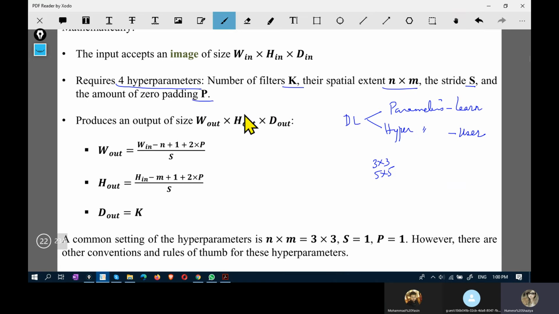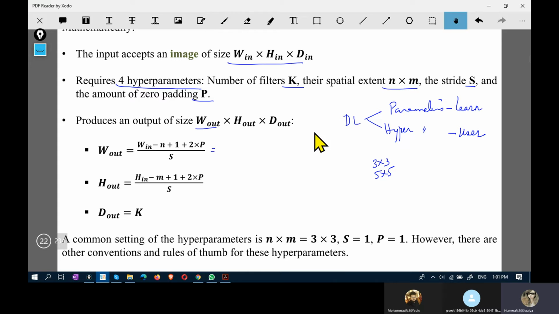Fourth, the amount of padding. If you apply padding, the resultant size is the same as the input size. Otherwise, the resultant size is reduced and produces an output of size W out, width, height, depth. What is W out? It is equal to (W in minus n plus 2 into P) divided by S, plus 1.